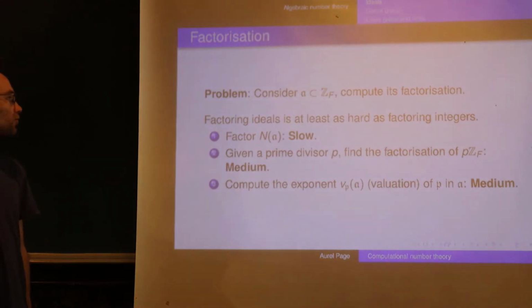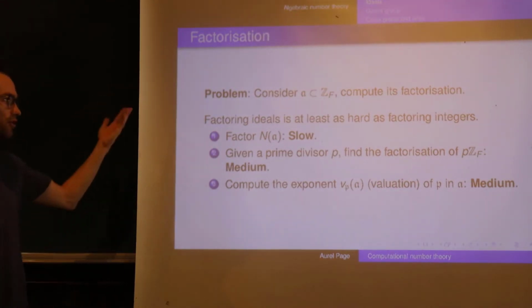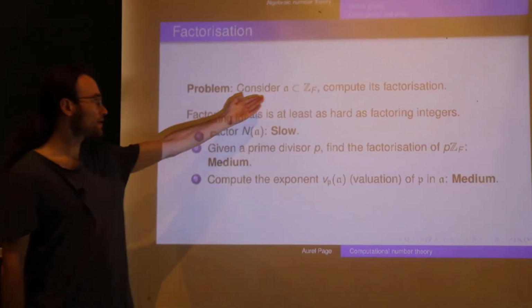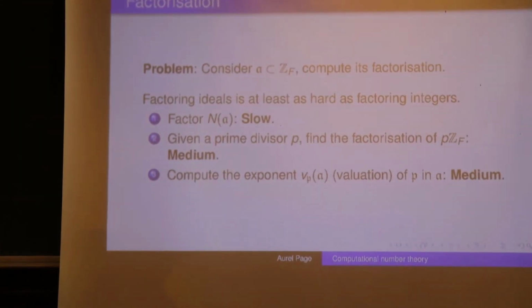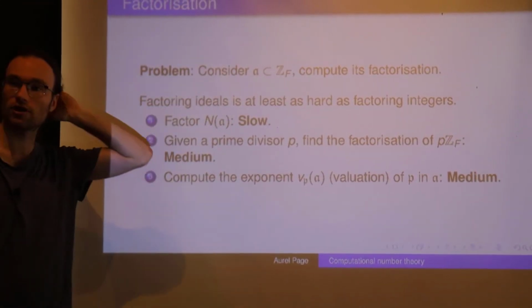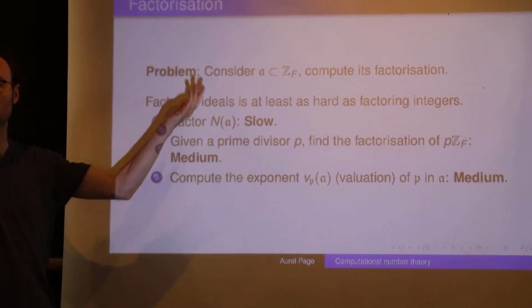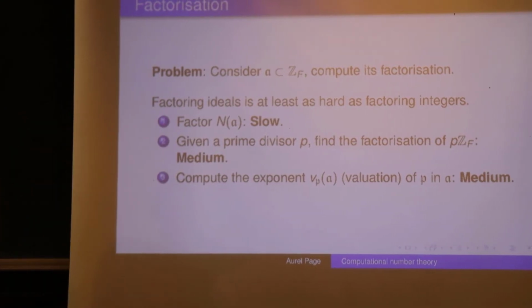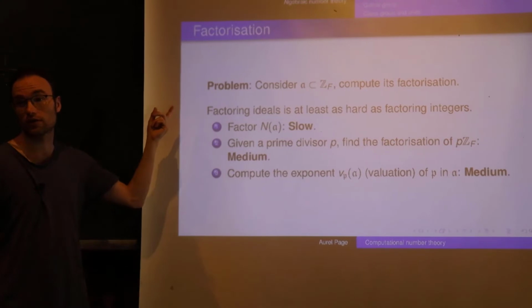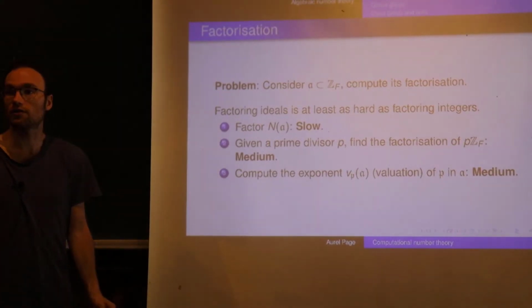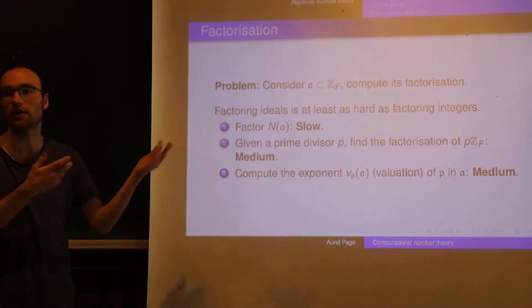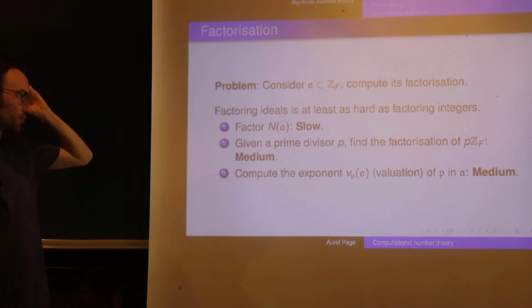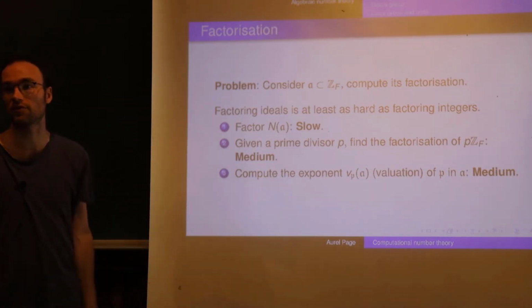So the most interesting problem for just basic operations with ideals is the factorization problem. We are given an ideal in the ring of integers of F. I'm just considering regular ideals rather than fractional here because you easily reduce fractional ones to actual ideals. The first thing you can notice is that it's at least as hard as factoring integers. If you know how to factor ideals, then definitely you know how to factor integers.